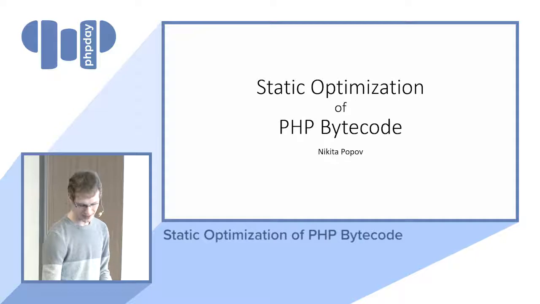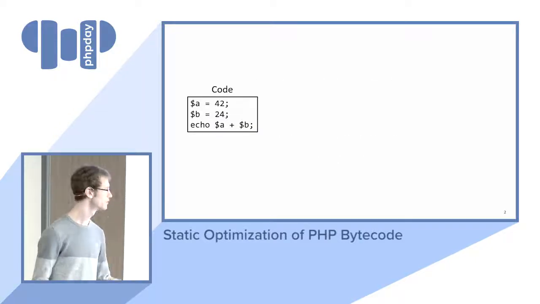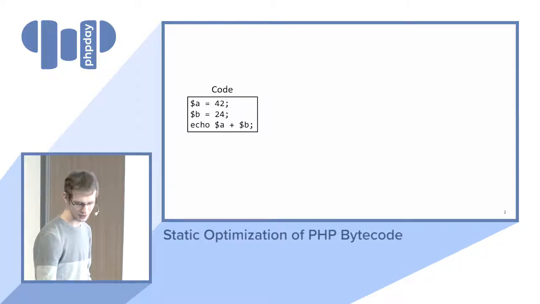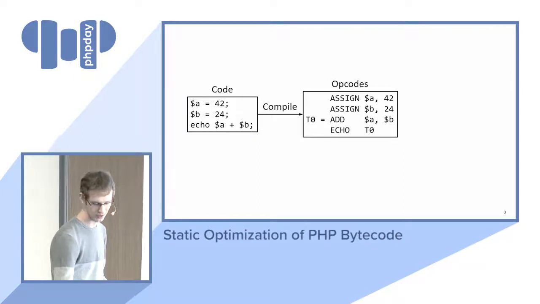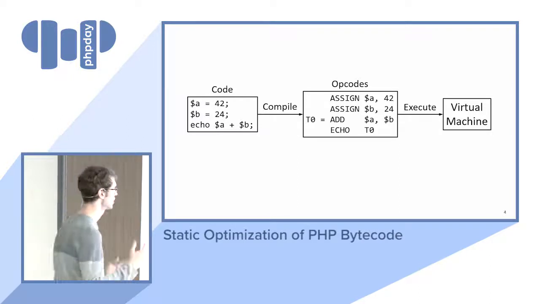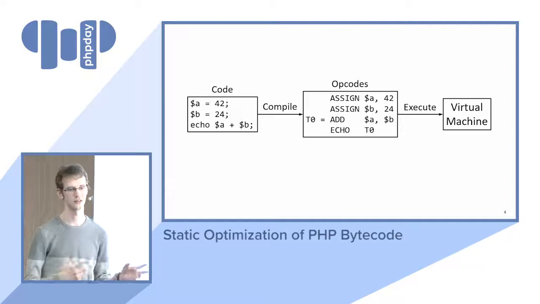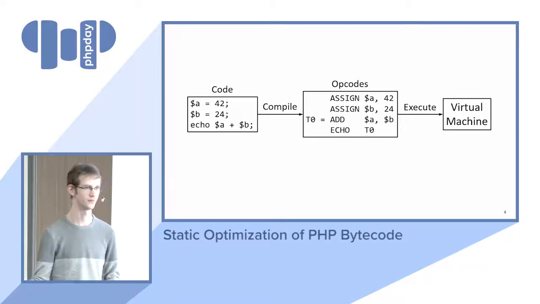So the basic idea is this. The way PHP executes code, so here we have PHP code, is first it's compiled into something we call opcodes. And these opcodes are run on a virtual machine. So opcodes are just instructions. So in a way similar to assembly, but instead of running on the CPU, it runs on a virtual machine which is specific to PHP.